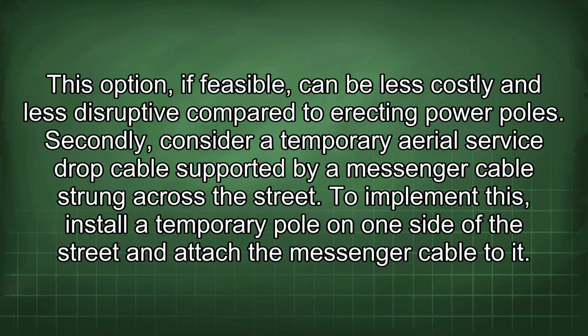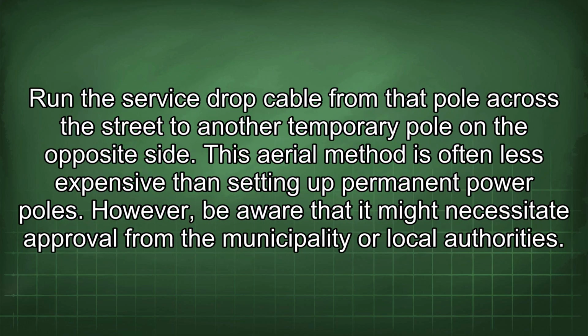Secondly, consider a temporary aerial service drop cable supported by a messenger cable strung across the street. To implement this, install a temporary pole on one side of the street and attach the messenger cable to it. Run the service drop cable from that pole across the street to another temporary pole on the opposite side. This aerial method is often less expensive than setting up permanent power poles. However, be aware that it might necessitate approval from the municipality or local authorities.